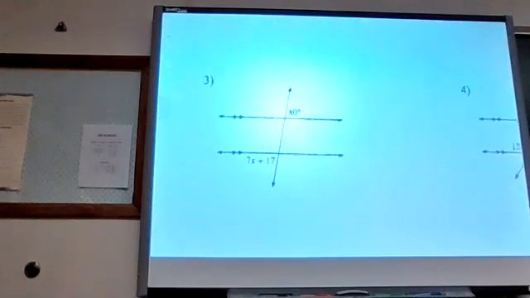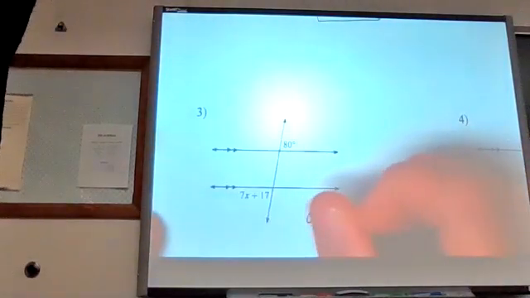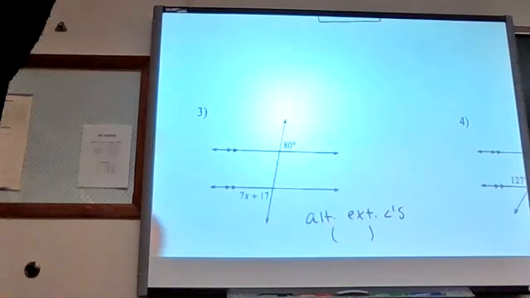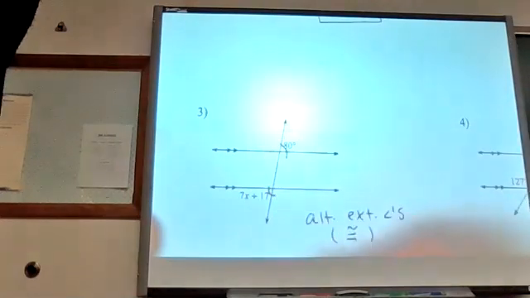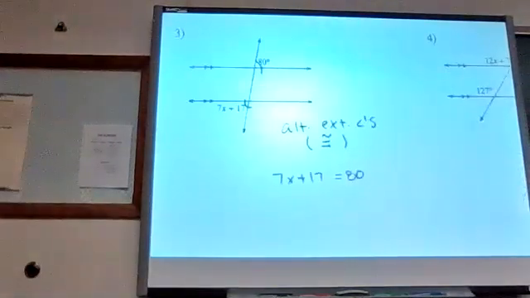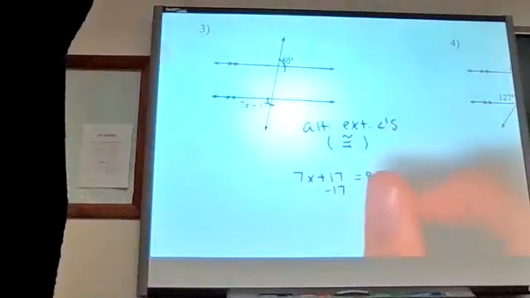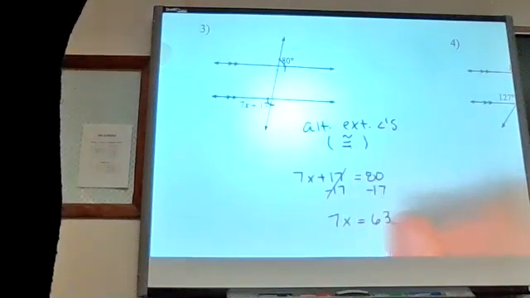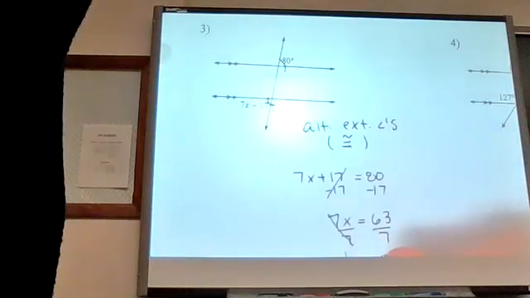What type of angle relationship do I have on 3? Alternate exterior angles. And alternate angles, exterior or interior, are congruent, which means this angle equals this angle, or 7x plus 17 equals 80. If 7x plus 17 equals 80, then I can subtract 17, and 7x equals 63. And divide by 7, and x equals 9.